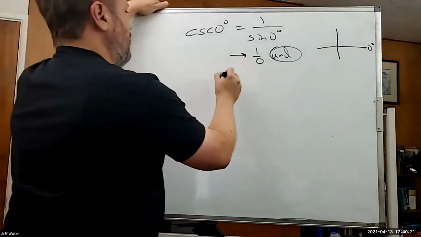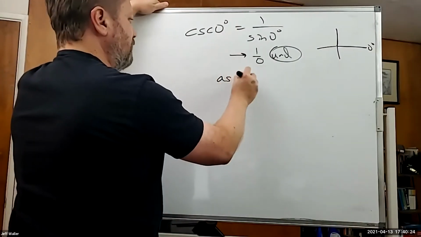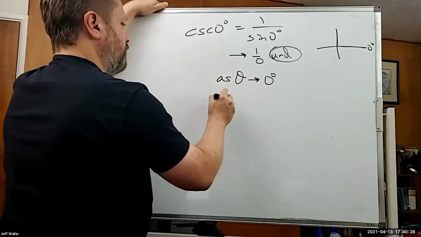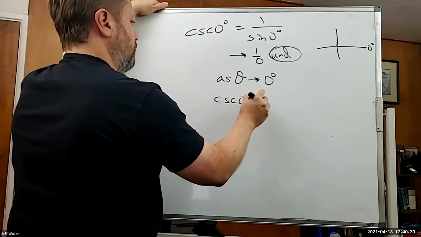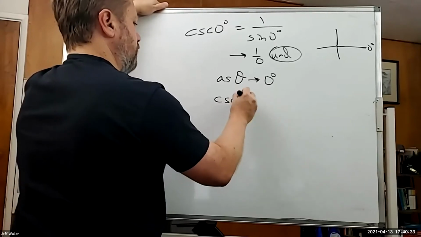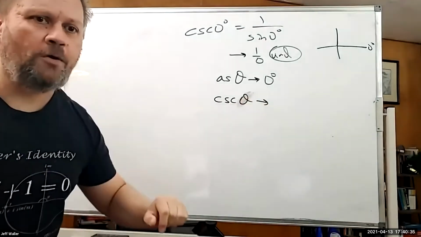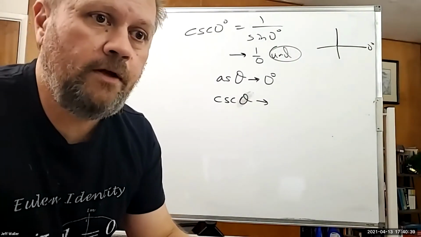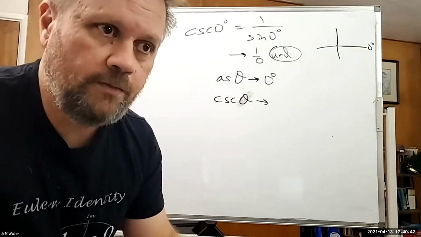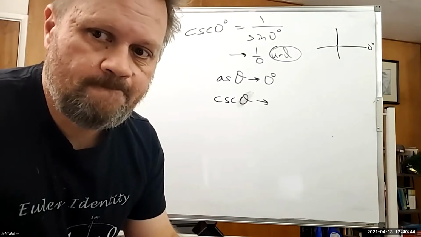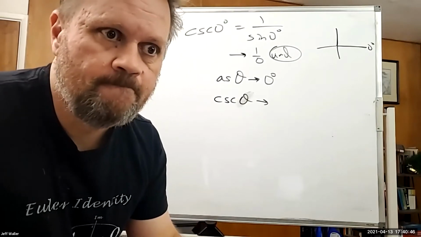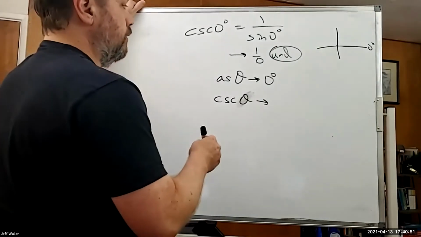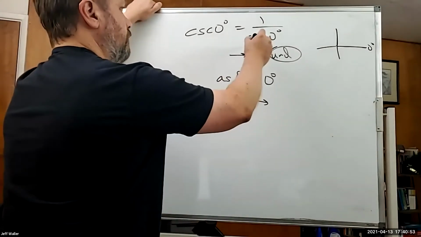As theta goes closer to 0 degrees, what does the cosecant do? Smaller? No, definitely not. Sine does. Sine goes to 0. What does cosecant do? Bigger. Yeah, because what does this really mean?